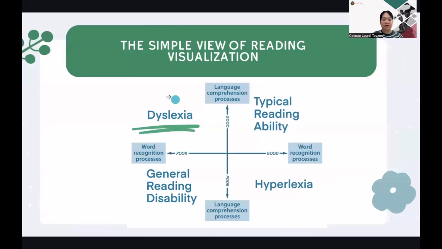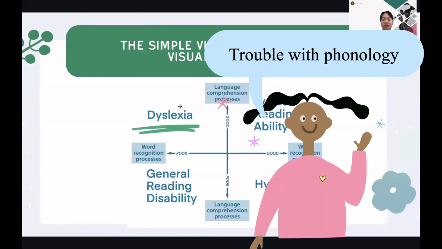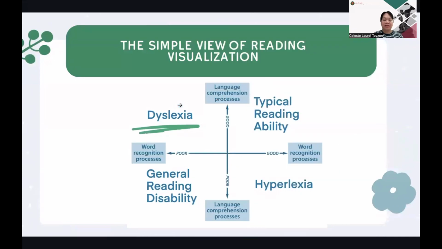Now, the fourth quadrant, these are the kids who have good language comprehension, but they have poor word recognition. So dyslexic students may fall here. So dyslexia is a learning disorder that involves difficulty in reading. So this may be the second largest group in the school system. They have difficulty getting words off the page, and they have trouble with phonology. They also have specific word reading difficulties.